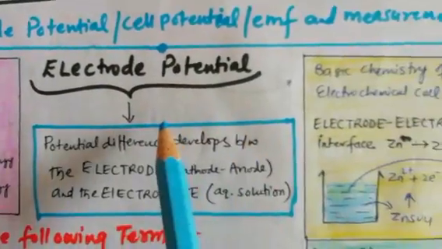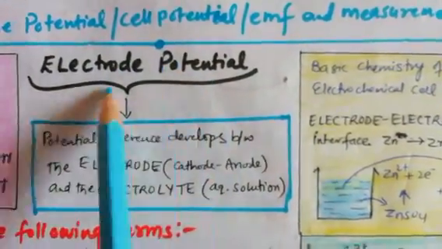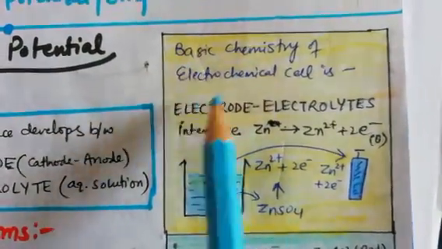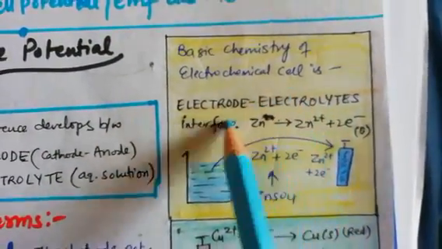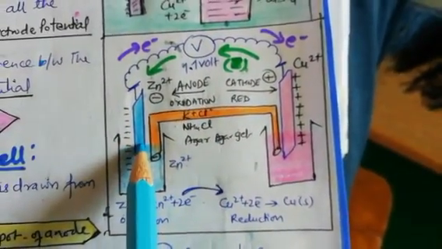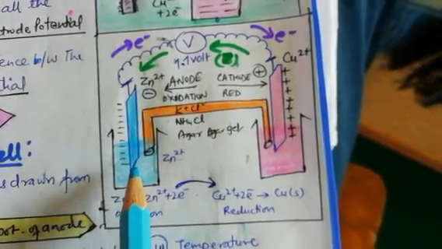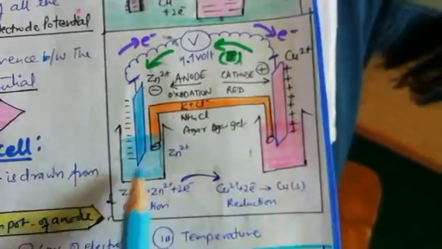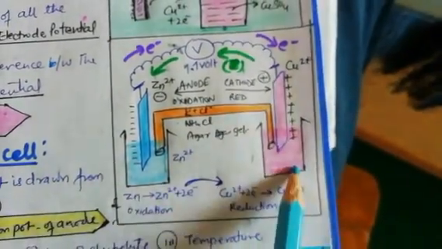Okay, so let's first understand electrode potential. Before starting, let's discuss the basic chemistry of an electrochemical cell. Dear students, this is a diagram of an electrochemical cell, which is constructed from two containers, two half cells, in which two electrolytes are there.